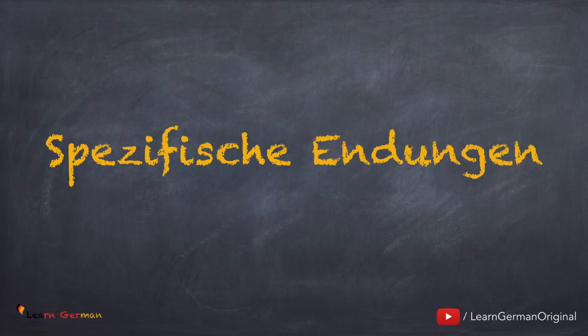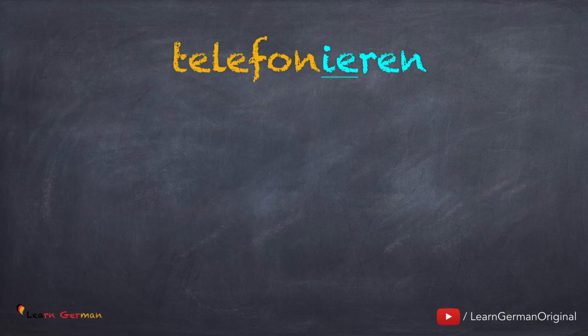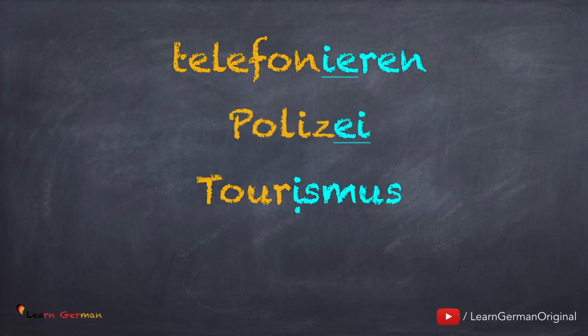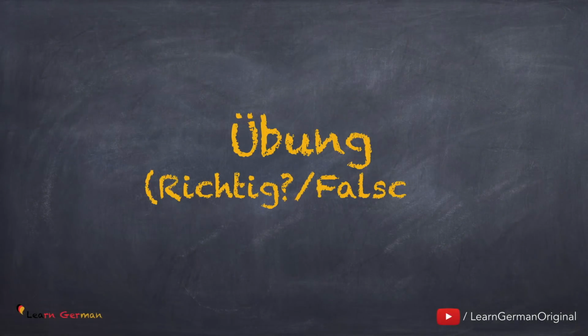Spezifische Endungen. Telefonieren, Polizei, Tourismus, Information. Once again, telefonieren, Polizei, Tourismus, Information. So when you learn a new word, mark the accent syllable and pronounce the word with the right emphasis.